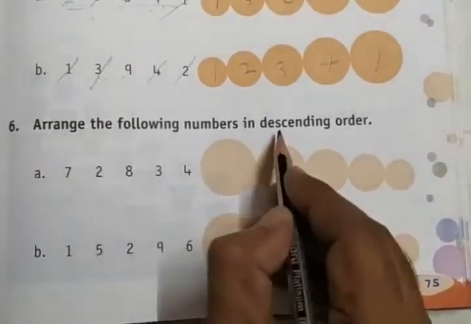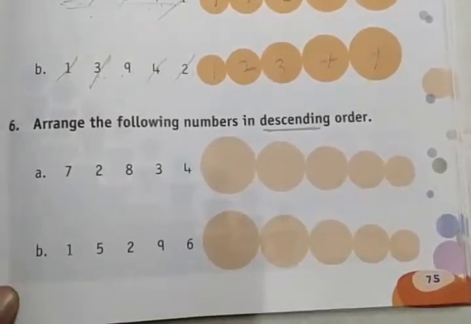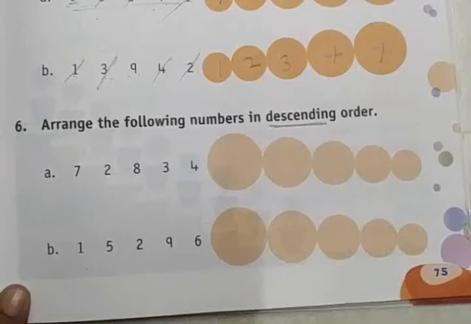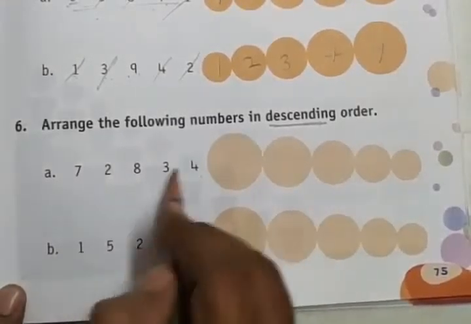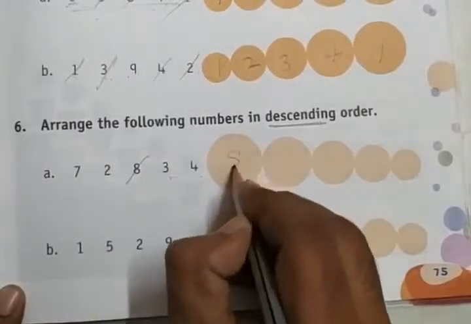Arrange the following in descending order. Descending order means biggest number to the smallest number. Arranging the numbers from big to small. Big to small. 7, 2, 8, 3, 4. Here the biggest number is 8.